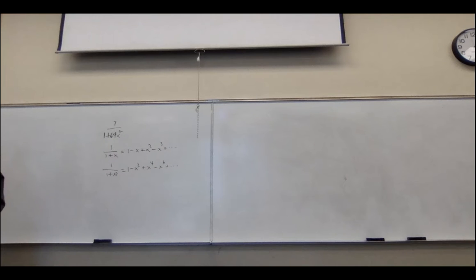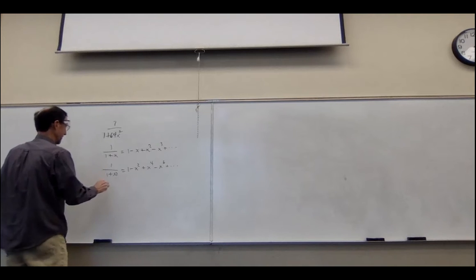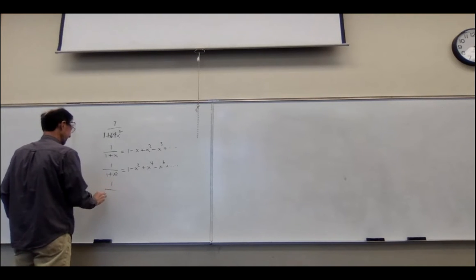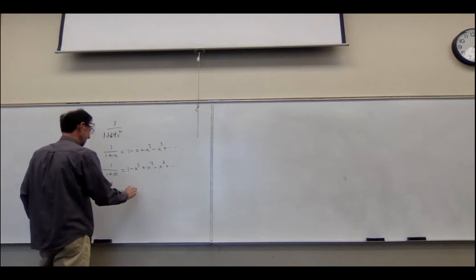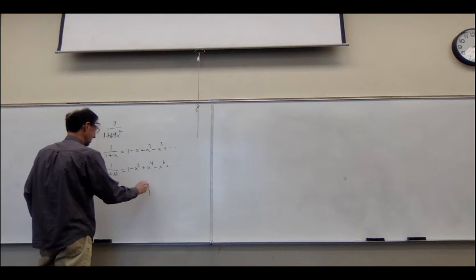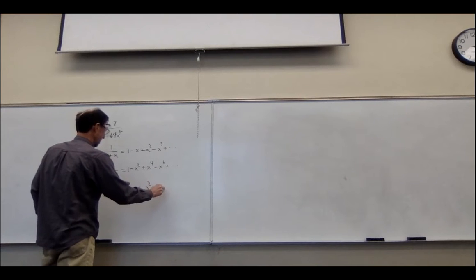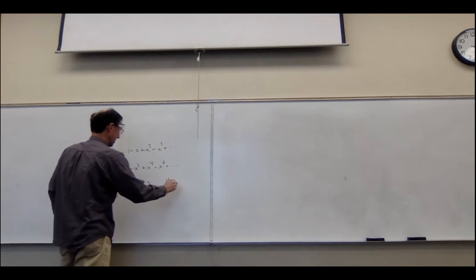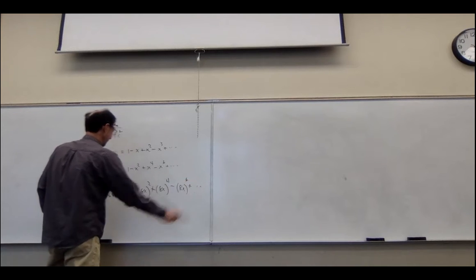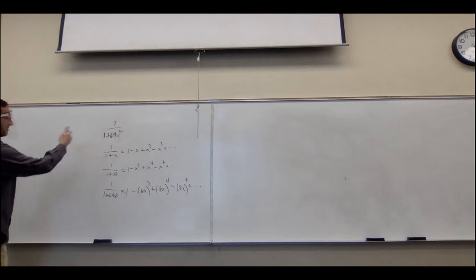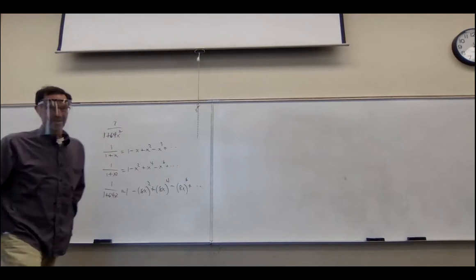When you square 8x, you get 64x squared. So wherever the x's show up, plug in 8x. And finally, I'm just going to multiply through by 7. Now let me read the question.